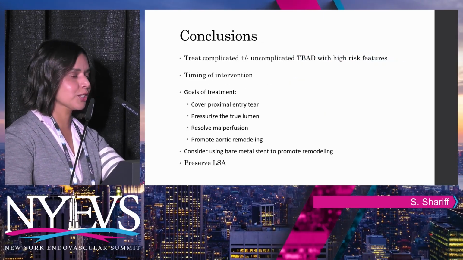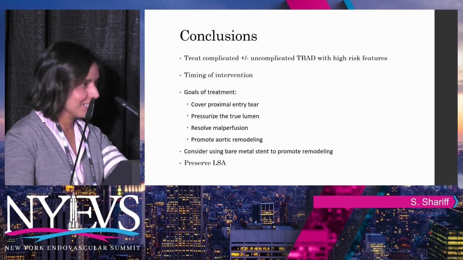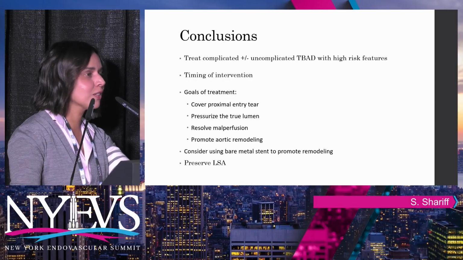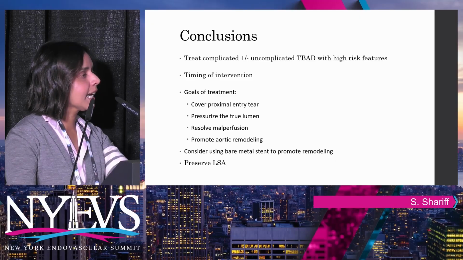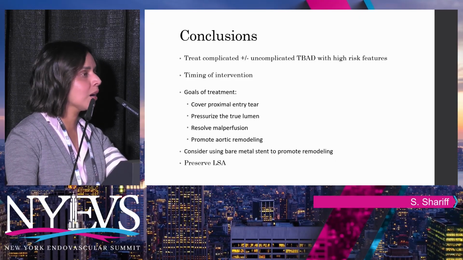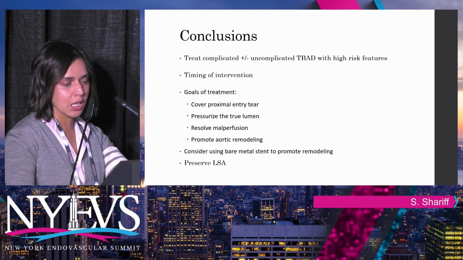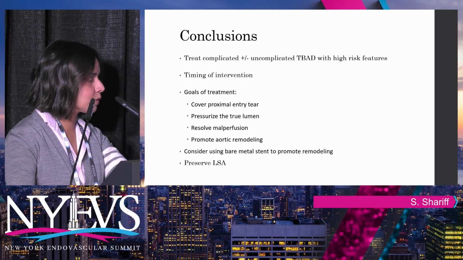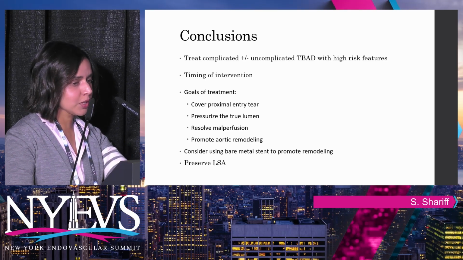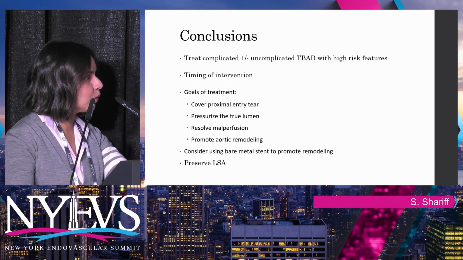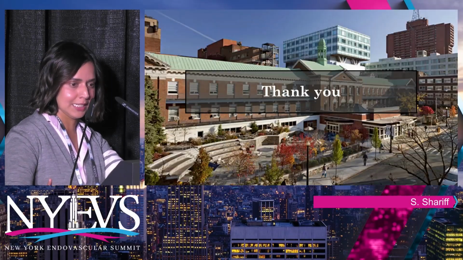Conclusions: complicated dissections, treat them. Uncomplicated dissections with high-risk features, consider treating them. Timing of the intervention, obviously in complicated dissections, it's urgent or emergent, and in uncomplicated dissections, wait for the subacute period. The goal of treatment is to cover the entry tear and promote aortic remodeling. If there is malperfusion, you have to treat the malperfusion. Consider using the bare metal stents. I think that's the way to go to promote remodeling and preserve the LSA when possible.